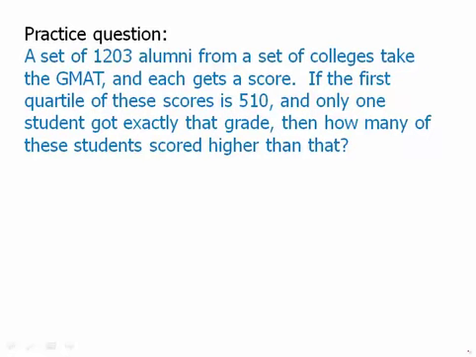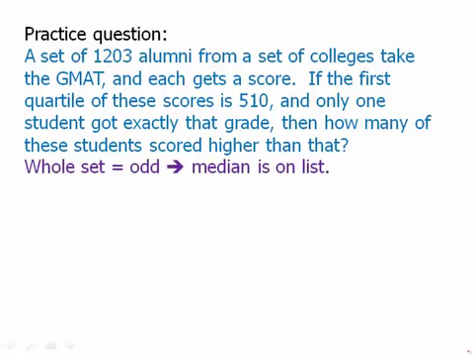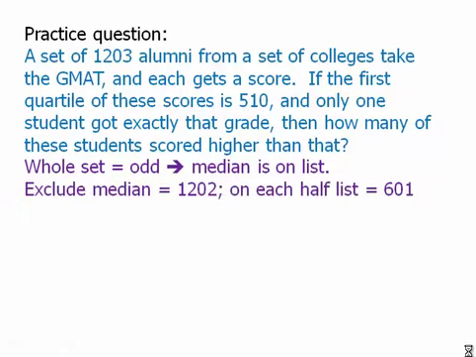Well, let's think about this. There are 1,203 alumni in this population. The whole set is odd, so the median is on that list. And so that means if we exclude the median, we put a circle around the median and exclude the median, we'd be left with 1,202 numbers. Divide that number in two, 601. That's each half list. So there's 601 people on the lower list and 601 people on the upper list.